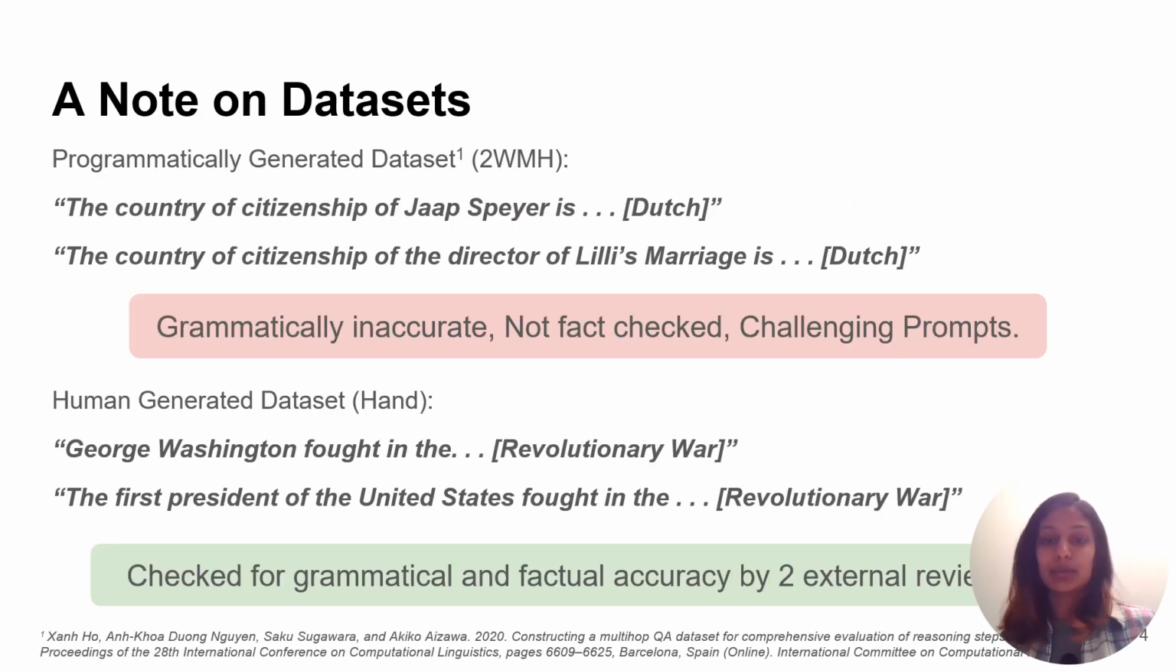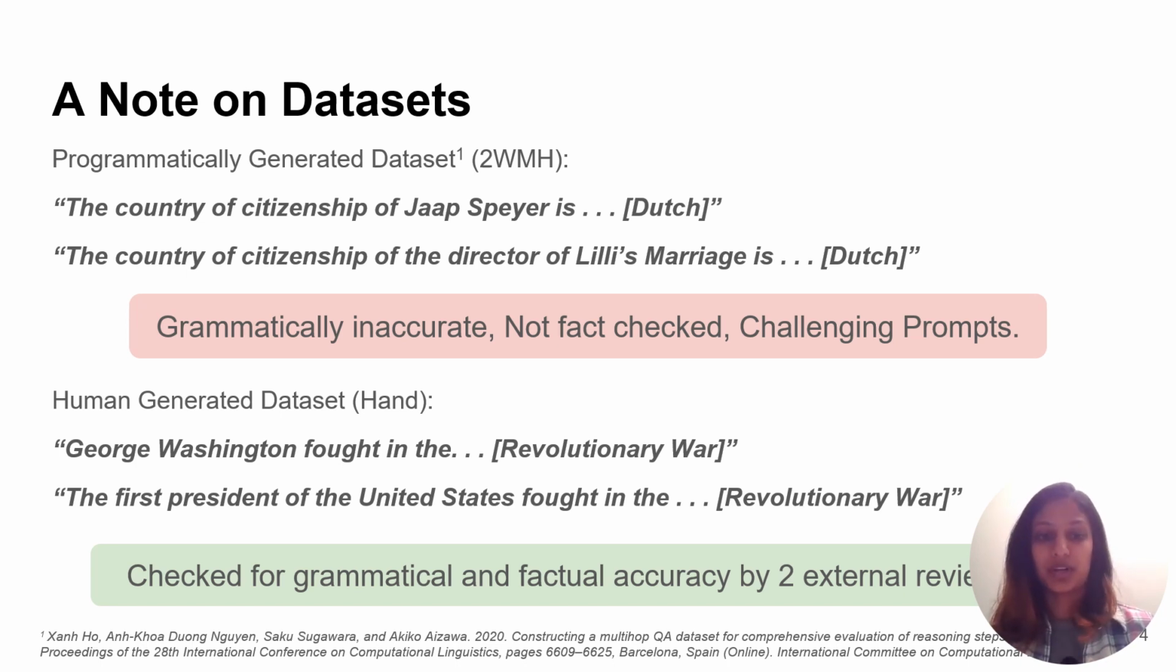On this slide, we describe the two datasets we use in our work. We use one programmatically generated dataset and one human-generated dataset. Our programmatically generated dataset comes from the 2-wiki multi-hop dataset. This dataset has single and multi-hop prompt pairs like the country of citizenship of Jaap Sper is Dutch, and the country of citizenship of the director of Lily's marriage is Dutch.